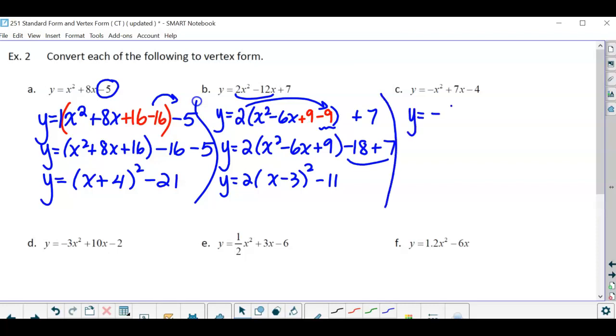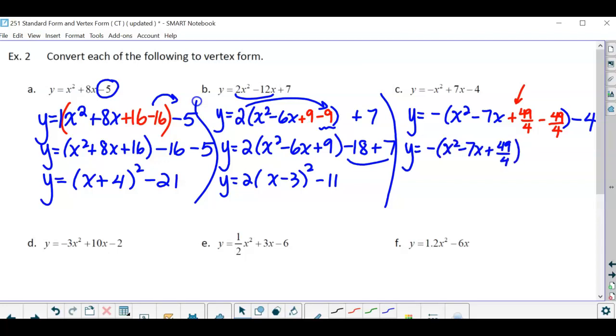Next one, there's just a negative out front, so I'm going to factor that out. Then half of 7, negative 7 is negative 7 over 2, squared is 49 over 4. Add and subtract it. This is always going to be adding, because when you square a negative, you get a positive. So you're always going to be adding and subtracting. And now, if I show it with brackets, a negative times a negative is a positive. And then factor that.